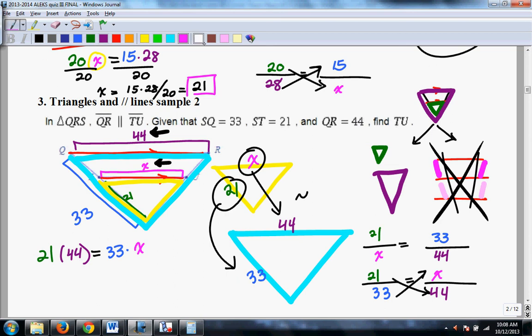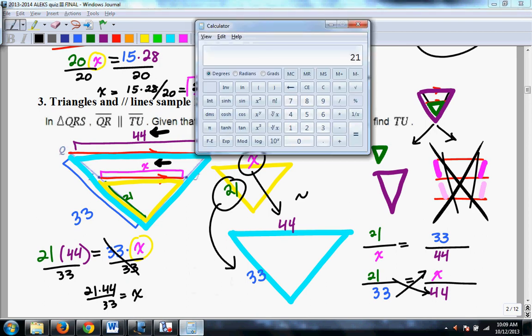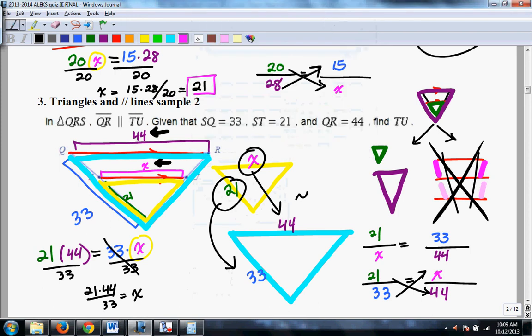Alrighty. We solve for x, and remember we don't touch a calculator until x is by itself. So we're going to divide by 33, cancel, get 21 times 44 over 33 equals our x. Now you grab a calculator. We have 21 times 44 divided by 33, and I get 28. So x equals 28.